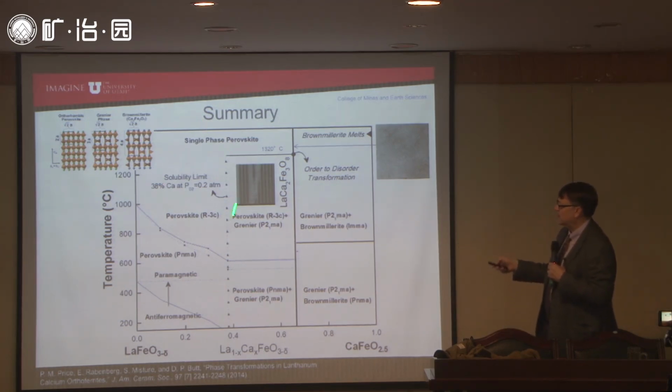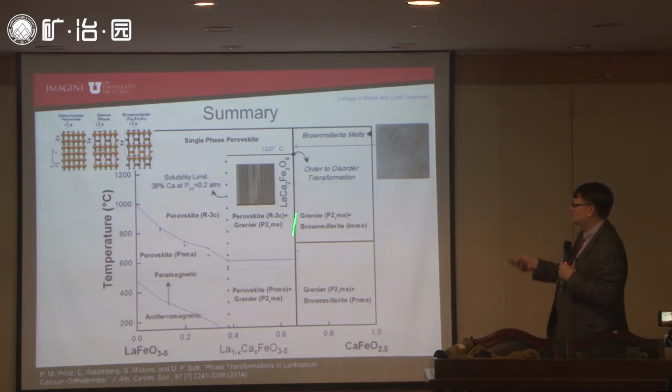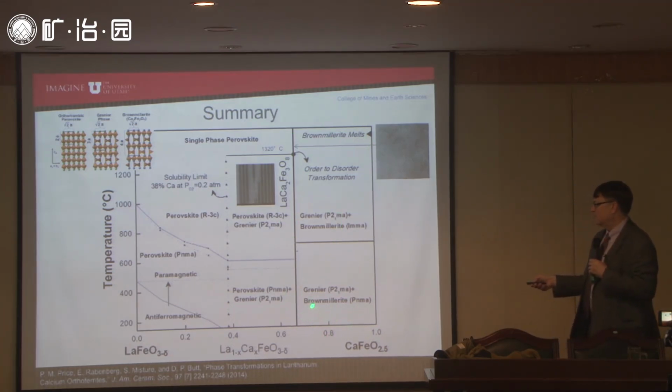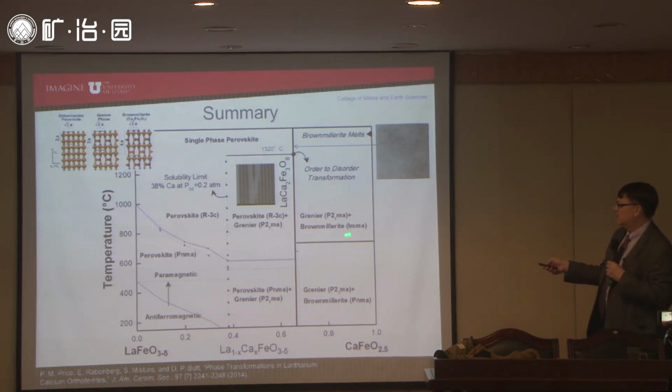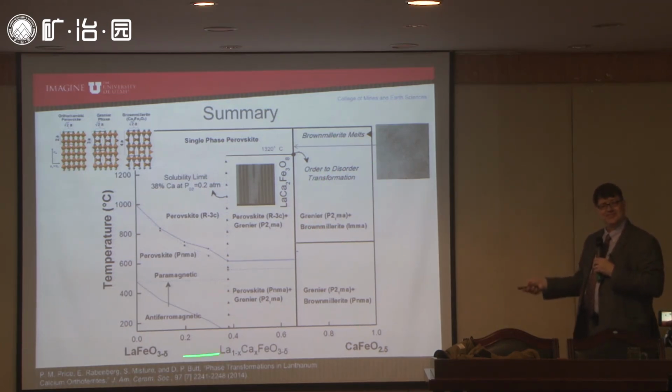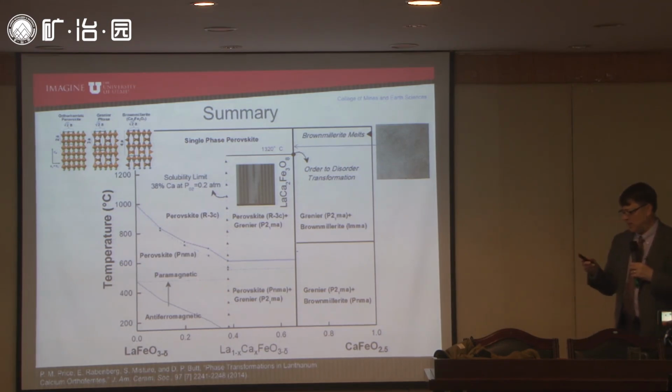In this region right here, we have our perovskite and Grignard phase, and then here we have our rhombohedral perovskite and Grignard phase. And then remember, the Grignard phase goes through an order-disorder transformation, which occurs up here right around 1320 degrees C. And then over on this side, and I didn't go into the details on this side, we have a Grignard phase plus brownmillerite, which transforms to a Grignard phase plus brownmillerite with a different crystal symmetry. So that is the phase diagram. That's how you construct a binary phase diagram.